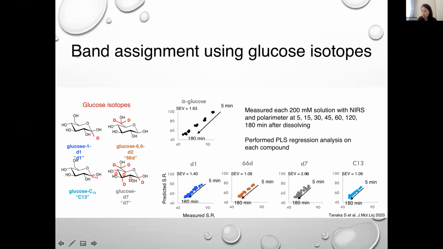These four showed a good linearity between the measured and predicted specific rotation. Although the result in D7 was a little bit worse, these results show that near-infrared spectra of glucose isotopes change with the glucose anomer ratio.